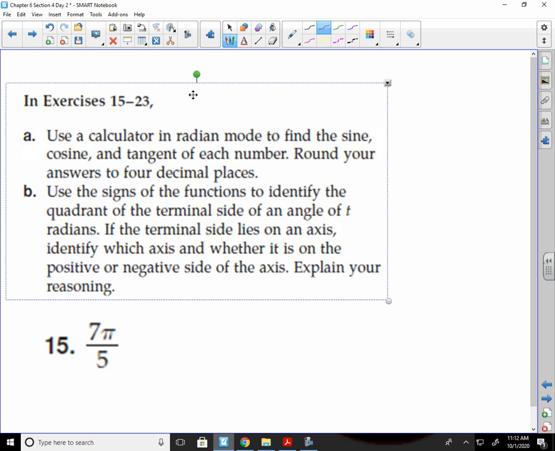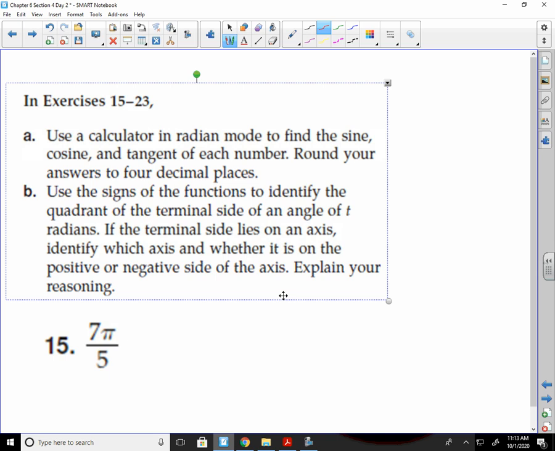Use the calculator in radian mode to find the sine, cosine, and tangent of each number. Round your answers to 4 decimal places. Use the signs of the functions to identify the quadrant of the terminal side of an angle of t radians. If the terminal side lies on an axis, identify which axis it is on, whether it is on the positive or negative side of the axis. That's a lot. Explain your reasoning.